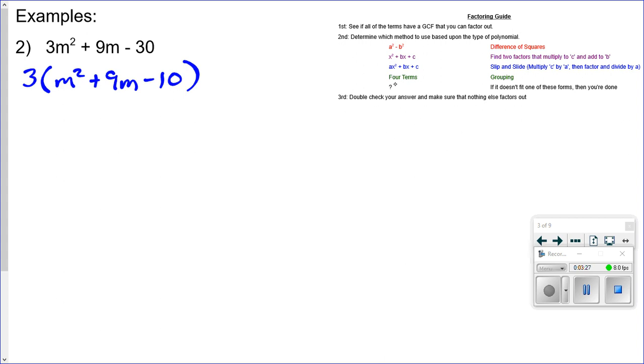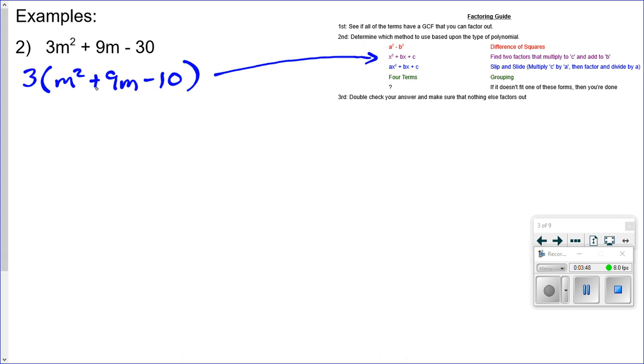Okay, so now I look at what's in the parentheses here, and then I look over here to see which of these this fits. And that fits the one that's in purple here. So this is just a basic trinomial. So what we're looking for are two factors that multiply to make negative 10 and add to make 9.